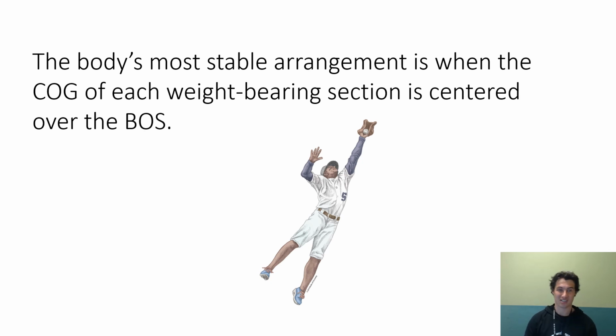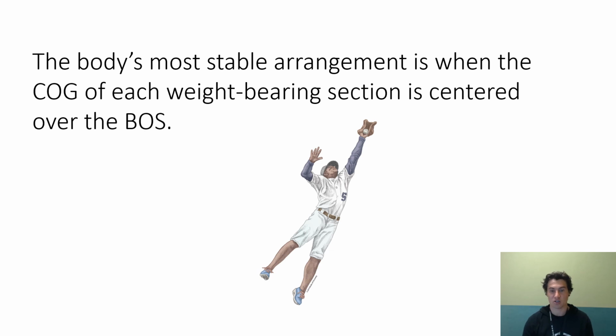The body's most stable arrangement is when the center of gravity of each of the weight-bearing sections is centered over the base of support. So this person who is jumping to catch a ball is not in a stable position because their center of gravity is not over the base of support, which actually has no base of support. Or if one foot is touching the ground, very small base of support, his line of gravity is outside of that base of support. In this example, that is a good thing because it's allowing this person to change position really, really quickly.